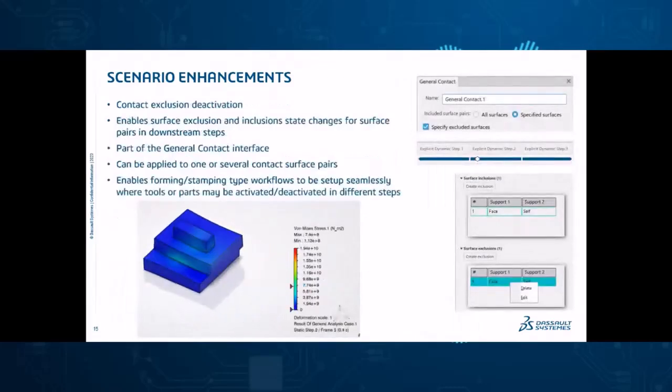With some solver enhancements, we can now include and exclude regions for general contact on a step-by-step basis. This may be useful in stamping or forming analyses, for example. It's accessible by adding an exclusion in step 1 and then removing that exclusion downstream in another step to expose those surfaces into the contact domain. And you can see an animation of that being shown.